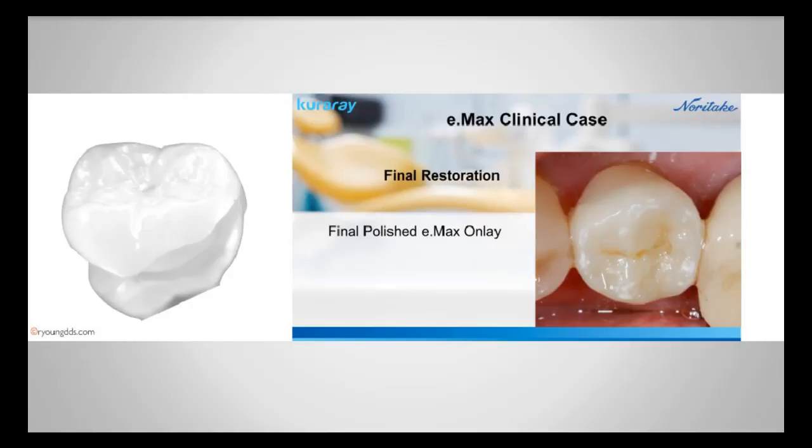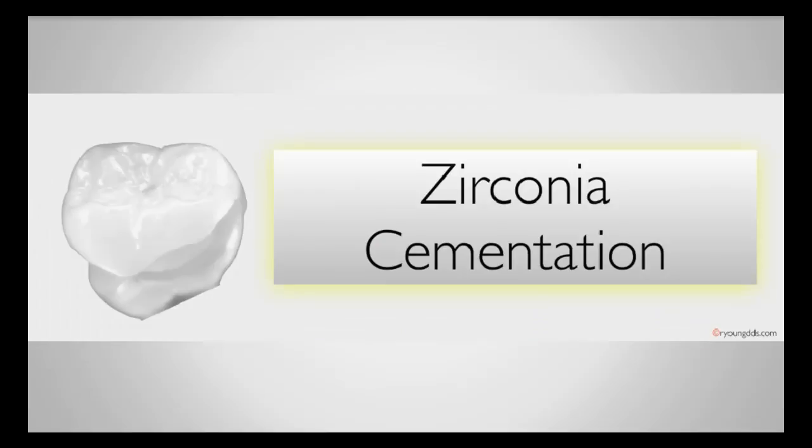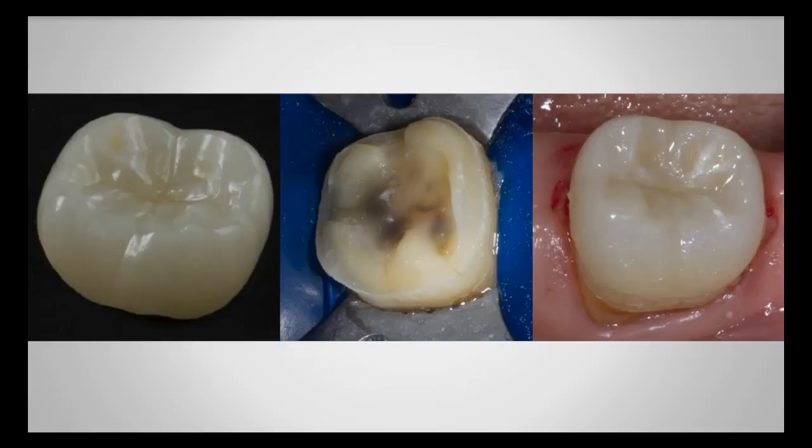Let's go back to a cementation of zirconia. Here we have the zirconia restoration. This was the case above, the last case we just looked at. We have the immediate dentin sealing. They come back, we pop a rubber dam on. Most of the time they don't need anesthesia.